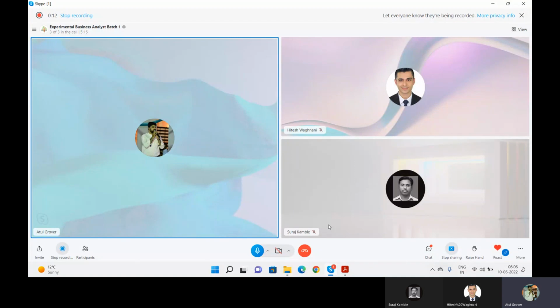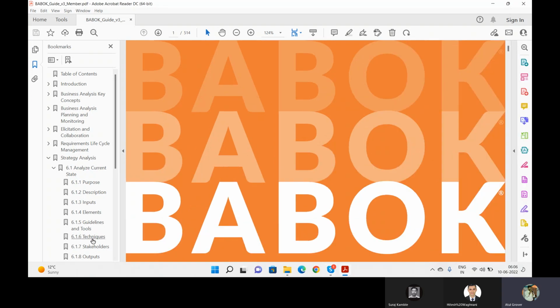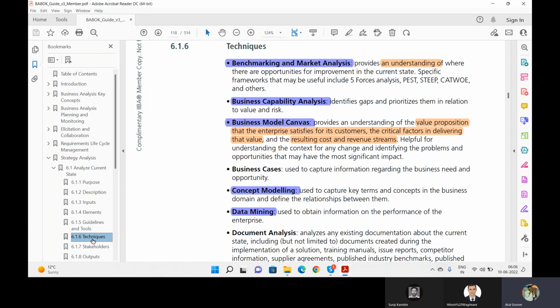And today's class. What we discussed yesterday was about the techniques. Techniques for what? Techniques basically to analyze the current state of maybe a business, maybe a product, maybe a process, and maybe an organization. So mainly yesterday we saw three techniques: Benchmarking, business capability, and business model canvas. Now the next techniques are a little easy.